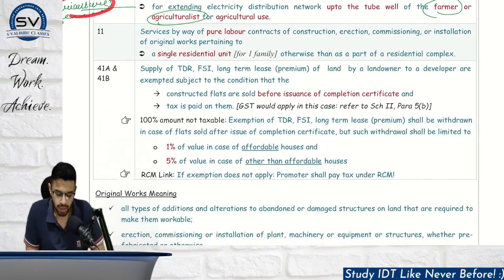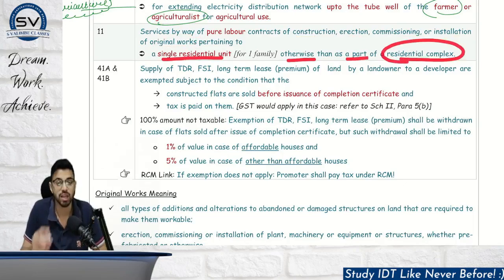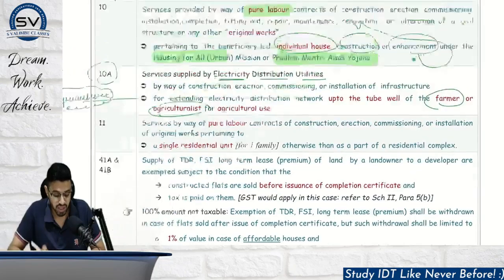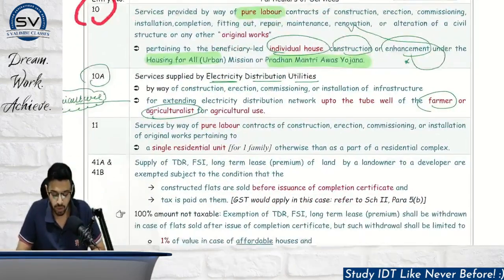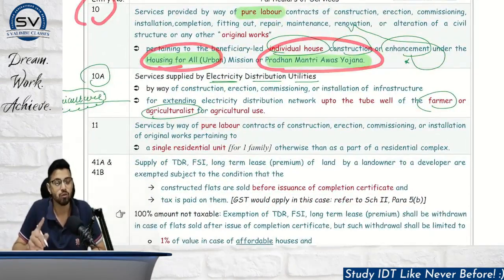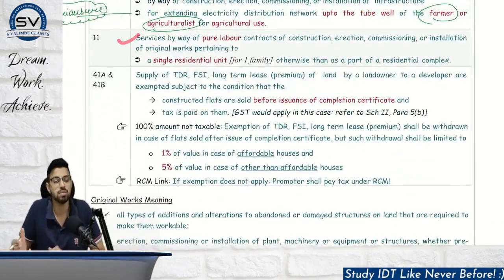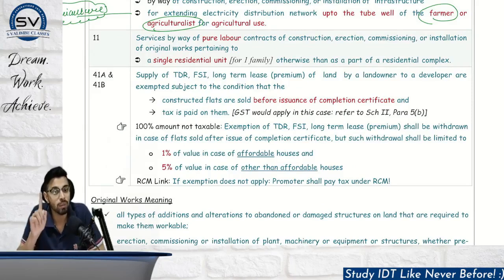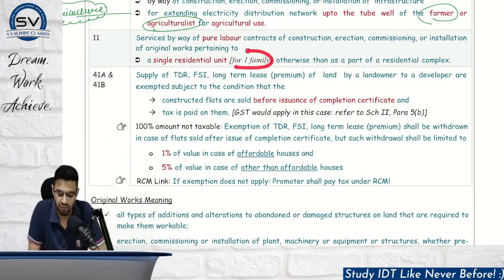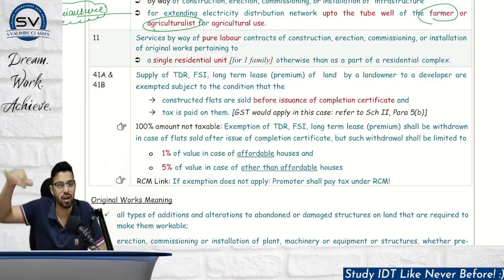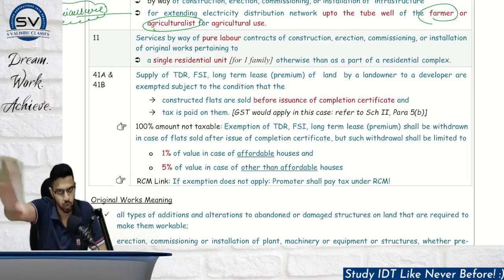Next, pure labor contracts. So I am providing labor with respect to construction, erection, commissioning, installation of original works with respect to a single residential unit otherwise than as a part of a residential complex. The first entry, number 10, was happening with respect to Pradhan Mantri Awas Yojana or the Housing for All mission. Here, apart from these missions, apart from these schemes also, if I am providing a labor contract only and only for the purpose of a single residential unit, that is for one family, not the big residential complexes, 100 flats, 50 flats, for that, labor contracts will be covered under GST, no exemption, right?